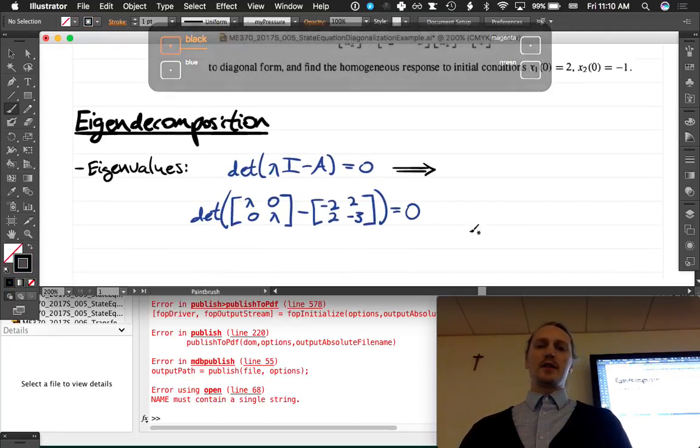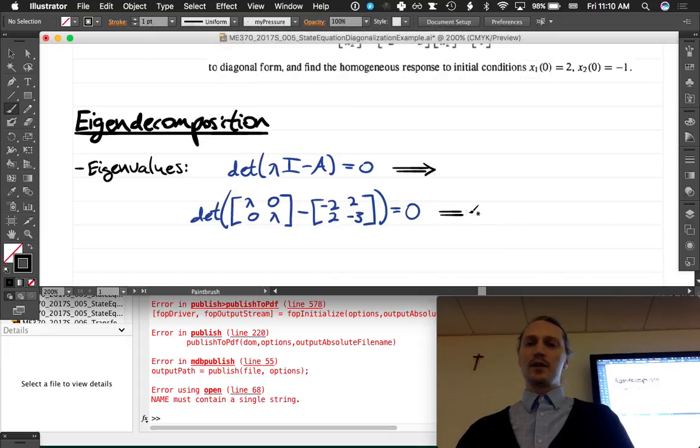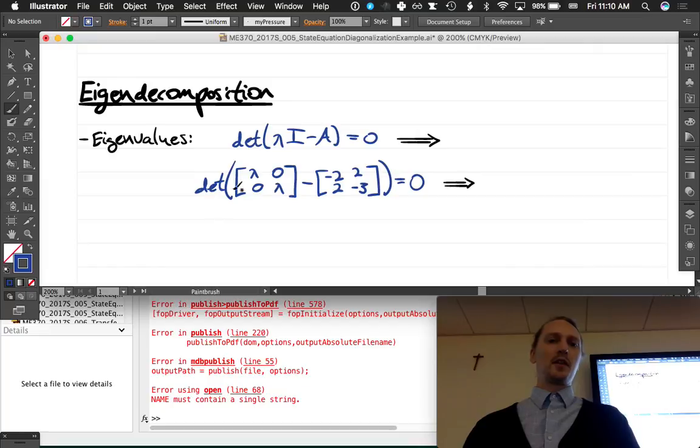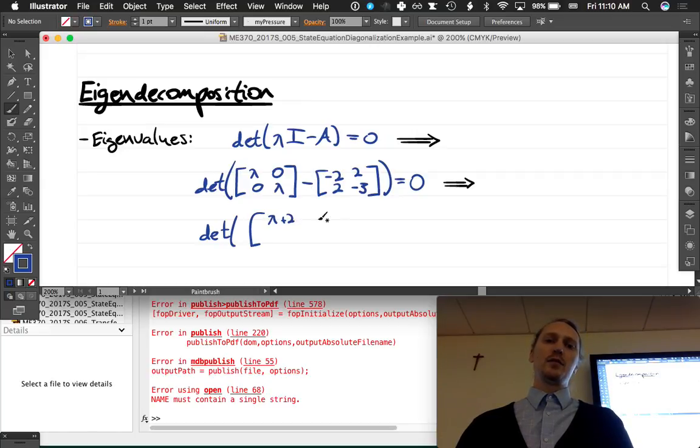Now let's do that subtraction step first, just to take everything slowly. So we have determinant of, now we just have one 2 by 2 matrix. The first element is lambda minus -2, which is lambda plus 2. The second element is 0 minus 2, which is -2.